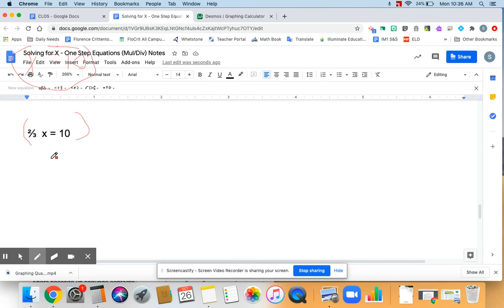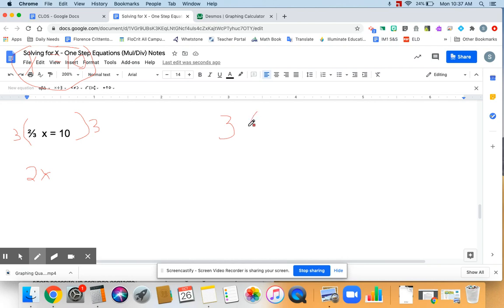And how am I going to undo dividing? I'm going to multiply both sides by 3. So then if I do 3 times 2, that's 6. But then if I divide it by 3, it just goes back to being 2x. So I'll show that again. I'll do it over here.